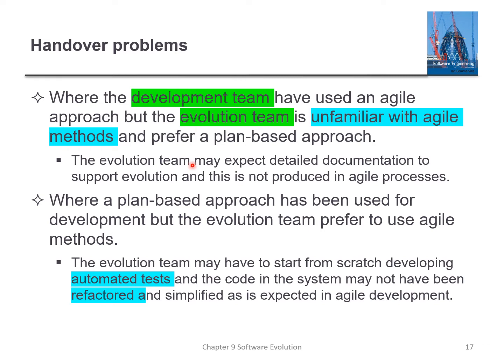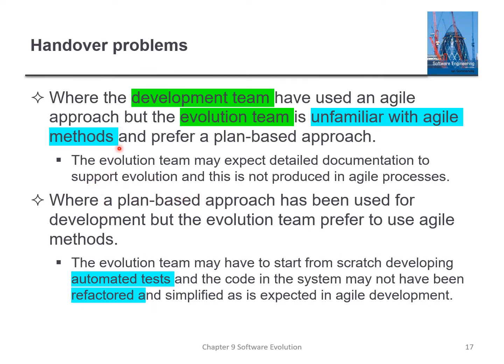It's just that, as I mentioned just now, when we are dealing with the evolution process, we also need to consider the development process that is being used. For example, what happens if a development team is using an agile approach when developing the software, whereby the team that handles the evolution part is using something else, which is a plan-based approach? So you could imagine the different expectations that this team would have.